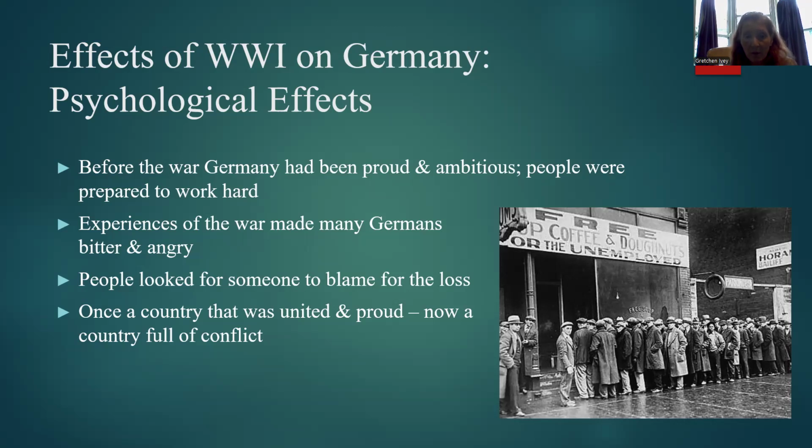People looked for someone to blame for the loss. Once a country that was united and proud was now a country full of conflict. So you had lots of different factions against each other, and they blamed one person, and that was the Kaiser.